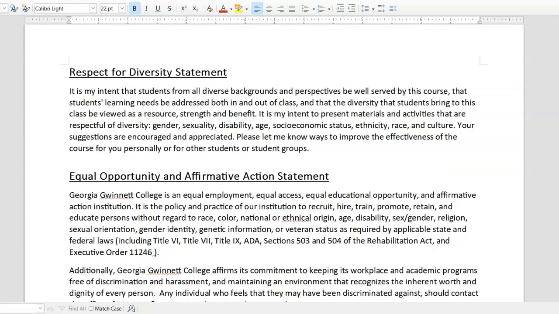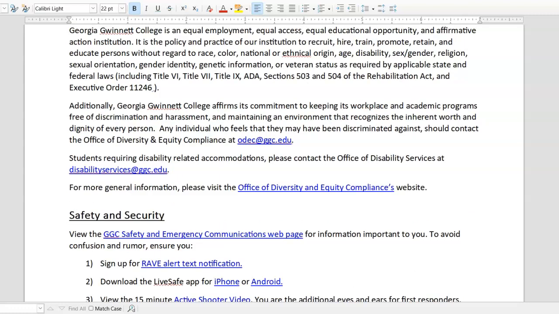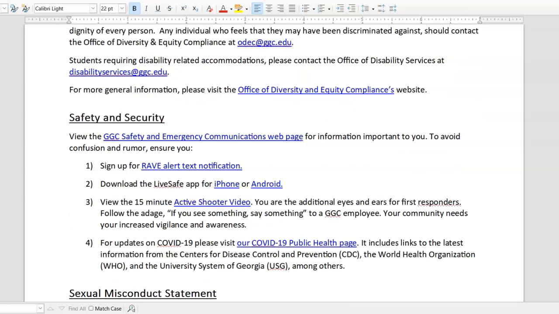Respect for diversity. We're talking about a lot of different cultures, a lot of different societies, a lot of different religions, and a lot of different belief systems. So I expect you, again, to be respectful of everyone here. Same applies with gender, Title IX, and all of the other various and sundry areas of respect.